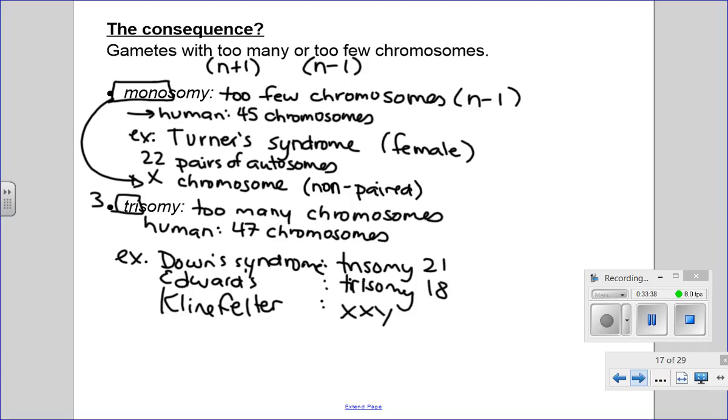Klinefelters, maybe I'll just explain. A person who has Klinefelters is genetically male, but their secondary sex characteristics, things like facial hair and tone of voice, those types of things, tend to be more female-like in characteristics. So less body hair, higher pitched voice, that type of thing.